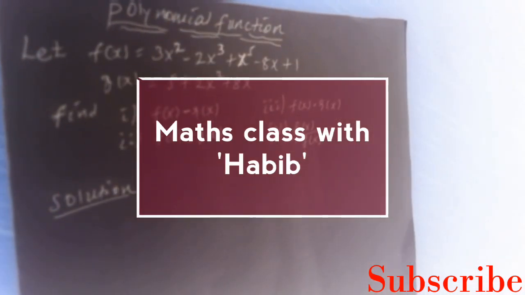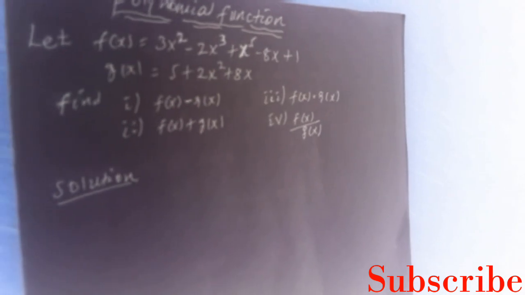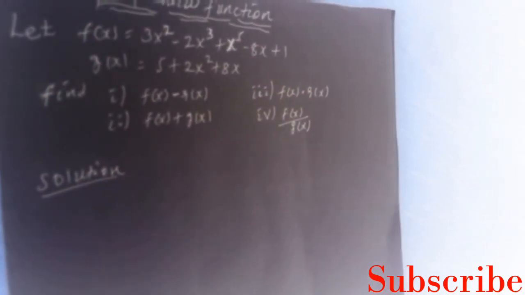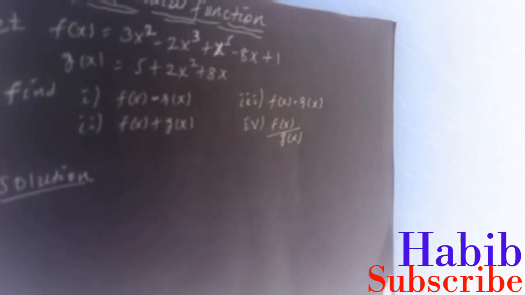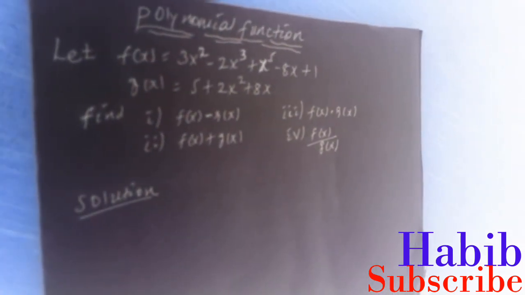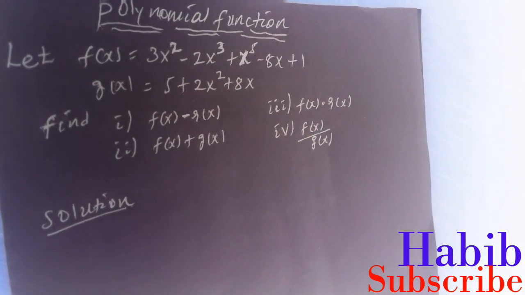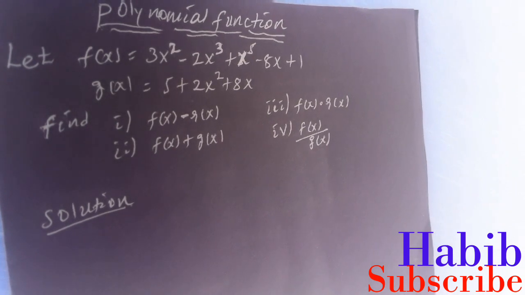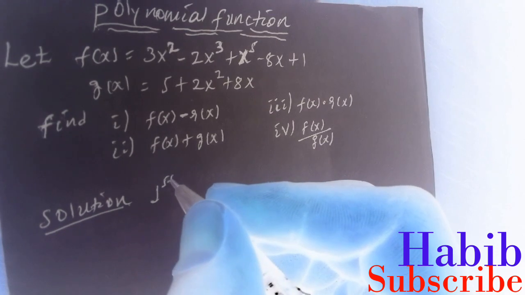Hello friends, today I'm going to show you how to find operations of operations in polynomial functions: their sum, their product, their difference, and their division, their quotient value. For today, we will see the first three operations: addition, subtraction, and multiplication.